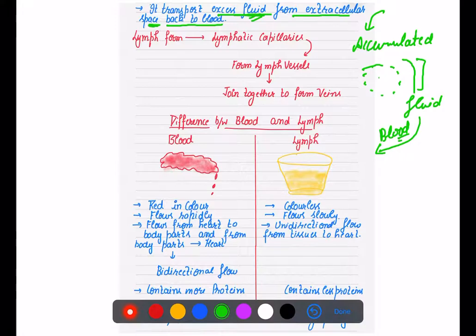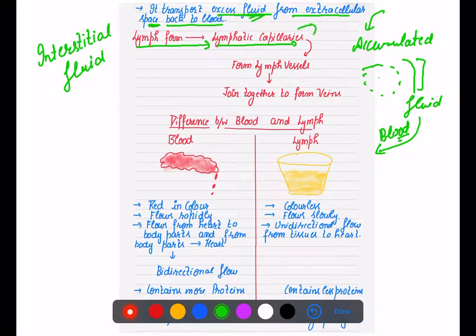Now lymph kahan se kahan kaam karta hai? Lymph actually forms lymphatic capillaries, because we said that it is an interstitial fluid. So jahan bhi blood nahi pahunch pata hai, wahan ye pahunchega. So it goes to the deepest capillaries, the lymphatic capillaries. Lymphatic capillaries ikattha hoke kya banati hain? Lymph vessels, which join together to form veins.